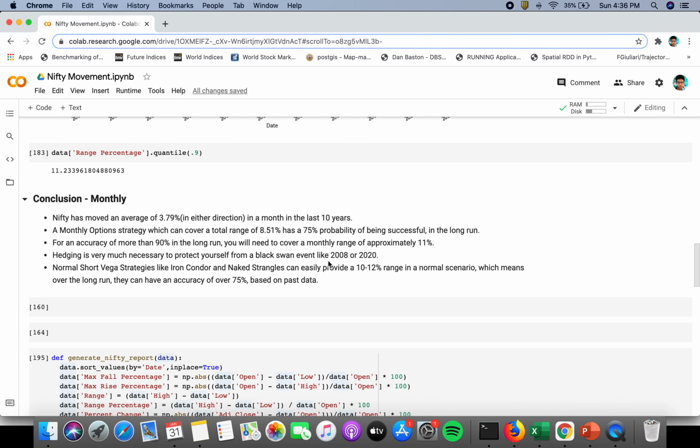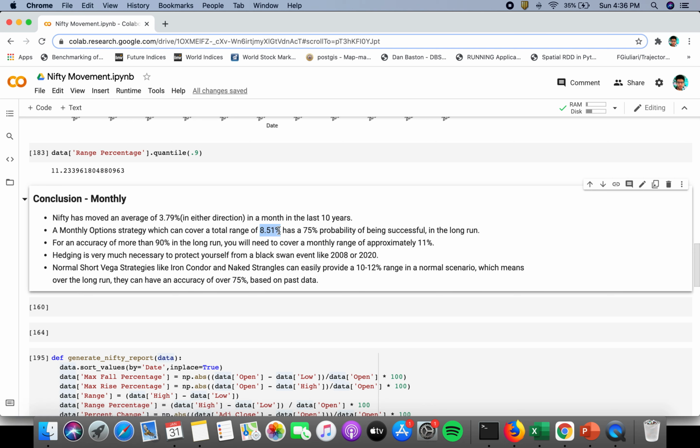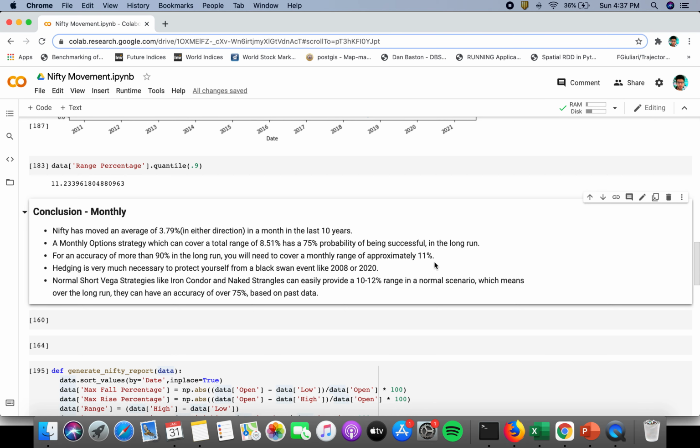Jumping back to the conclusions. If you're deploying a monthly option strategy and you can cover a total range of 8.51%, you already have a 75% probability of being successful in the long run. Or basically, the accuracy of your strategy, if it covers a total range of 8.51%, would be more than 75%, provided you do this for the long run. Now, if you want an accuracy of more than 90% in the long run, as observed, you need to cover a monthly range of approximately 11%, because the 90th percentile of the range is roughly at 11%.